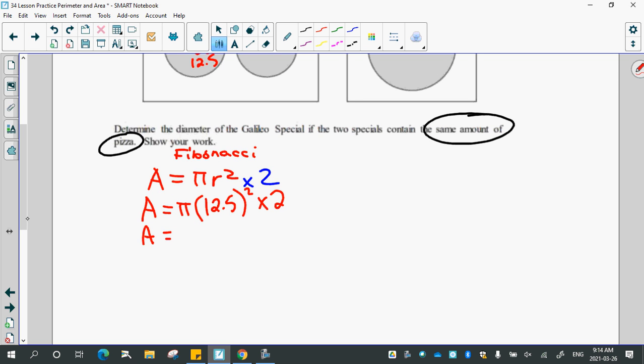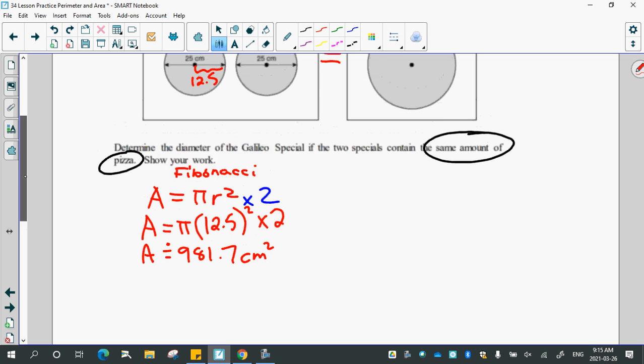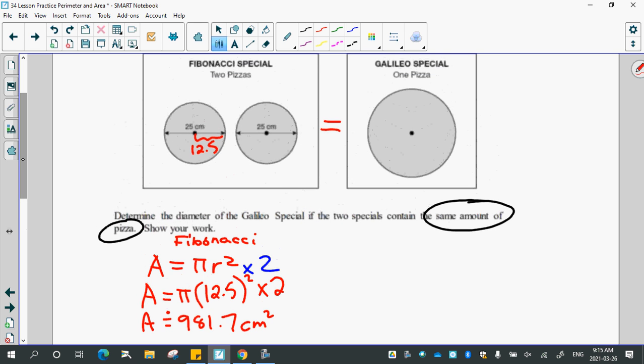So I want to do pi times 12.5 squared times 2. So the area is approximately 981.7, and they're in centimeters squared. So those two pizzas together have a combined area of 981.7 square centimeters. How does that help me get the radius of the big pizza?